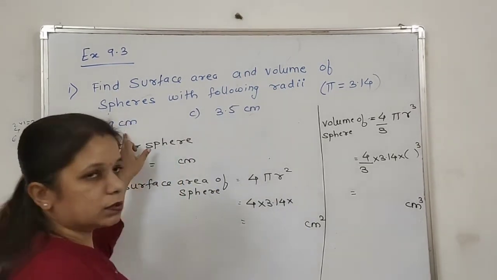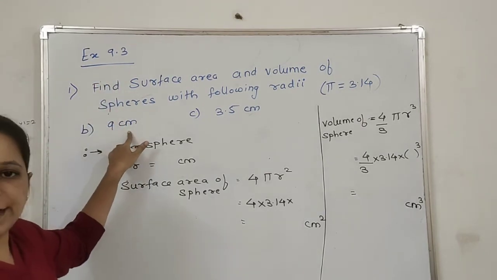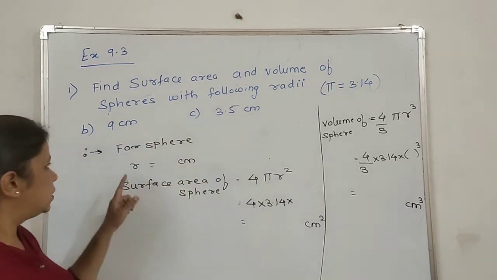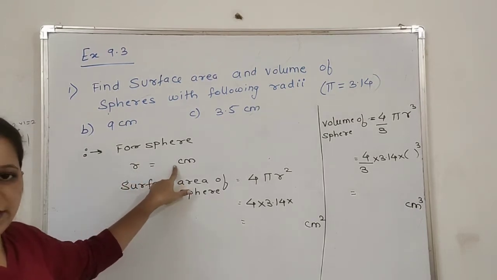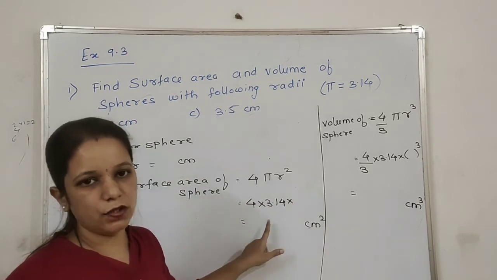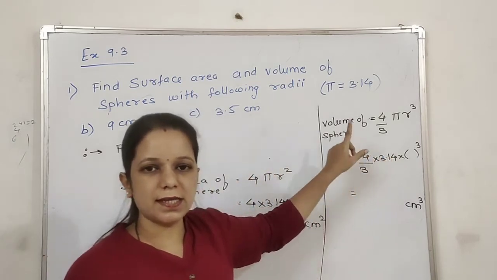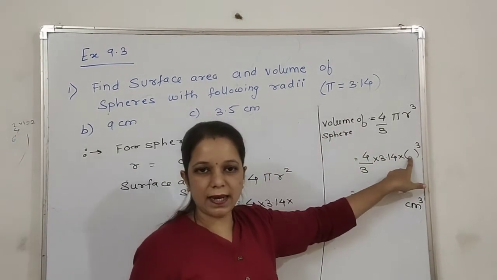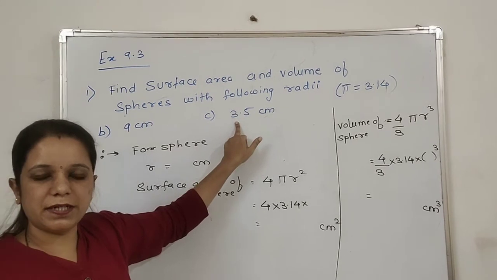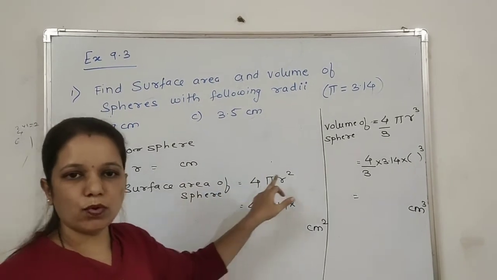Now we will come to B part, exercise 9.3, question 1b. Radius is given as 9 centimeter. You have to use the same formulas. So for sphere, r is equal to 9 centimeter. You will substitute the value for r as 9 centimeter and then you will get the required answer. Similarly, for volume, you will substitute the radius as 9 centimeter, cube of 9, and then you will get the required answer. Same is for 3.5 centimeter. Here you have to take radius as 3.5 centimeter in both the formulas.